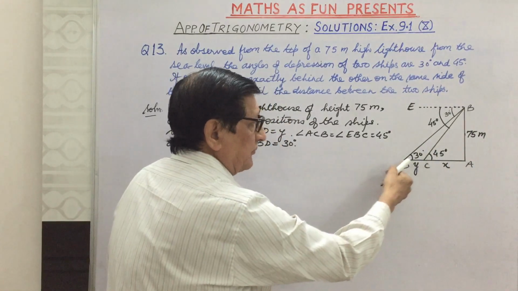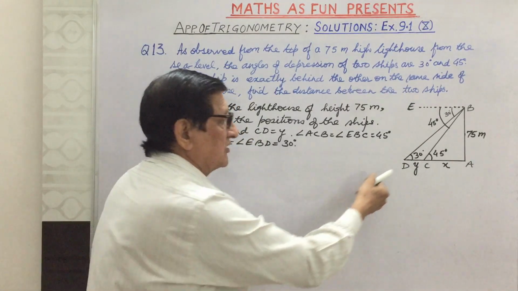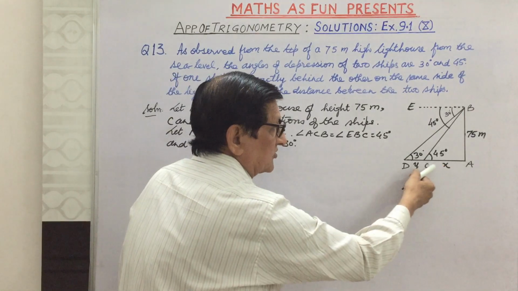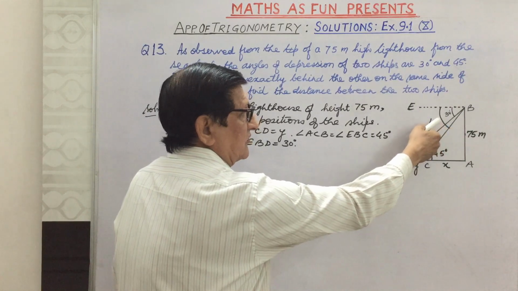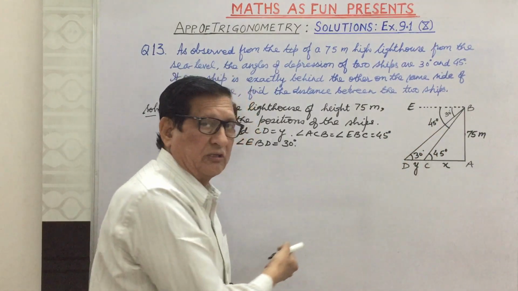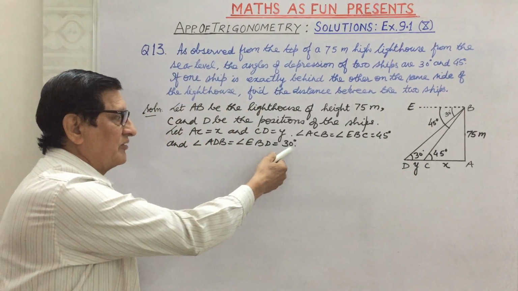Let C and D be the positions of the ships and the distance between them be Y. The distance AC is suppose X. Now angles of depression have been given as 30 degree and 45 degree. So these angles, being the alternate interior angles, will be 45 degree and 30 degree respectively, which we have mentioned here.